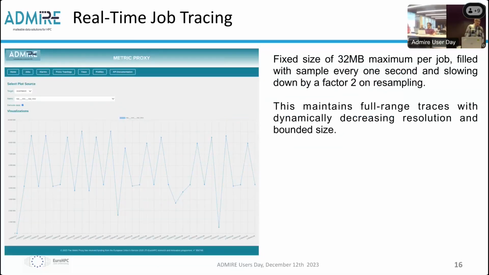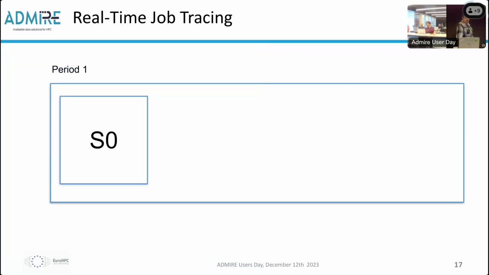Here you have a trace. So a trace is just the storage of the various profiles over time, but it is a resampled trace because we cannot afford storing a full trace of a long running job. So we limited it to 32 megabytes per job. And then as I show here, you accumulate various points. But when you hit the limit, how does it work?